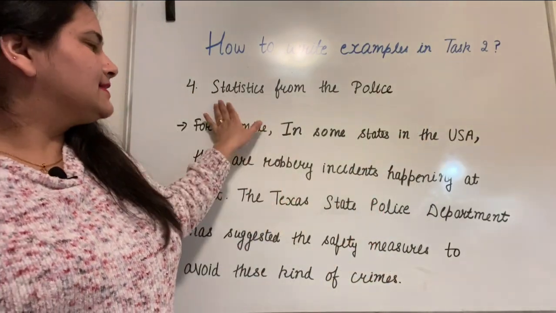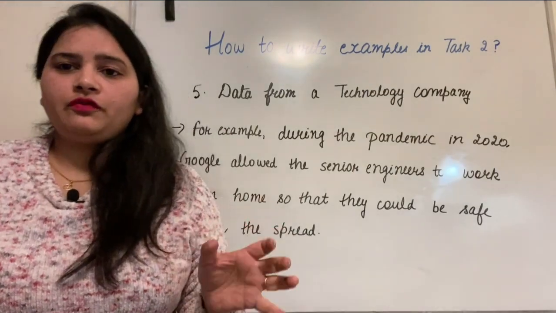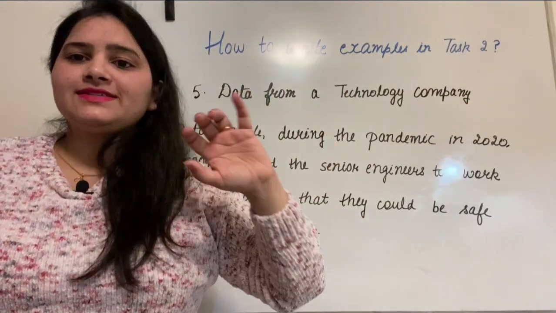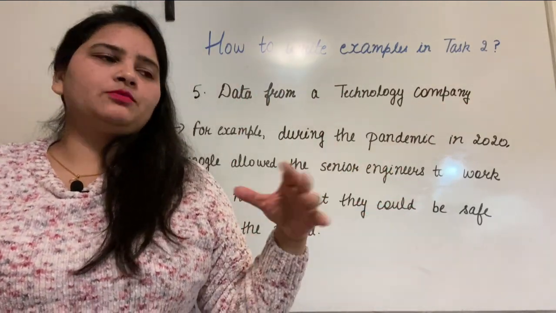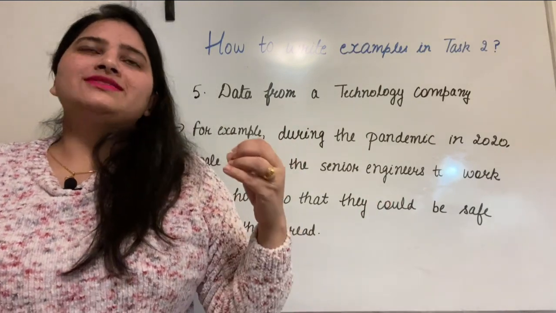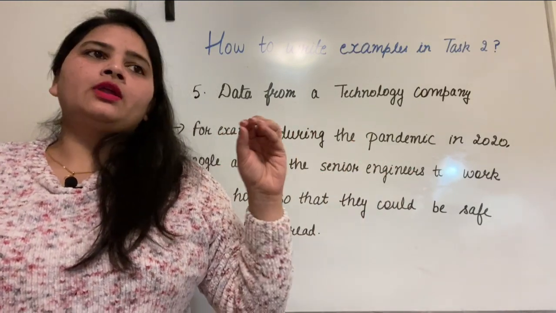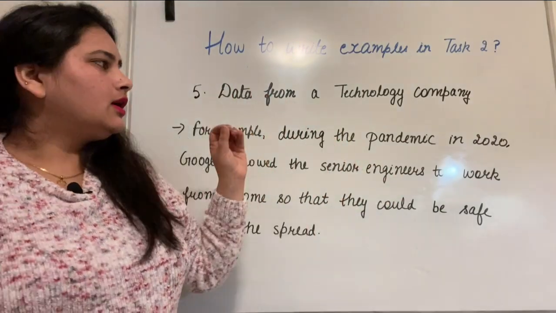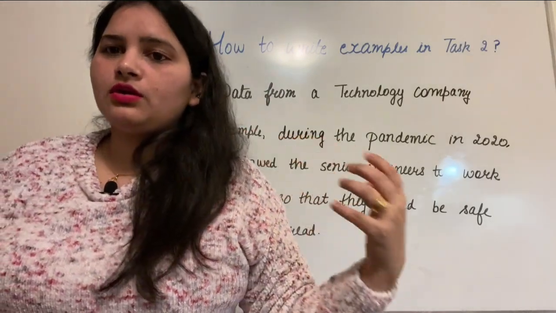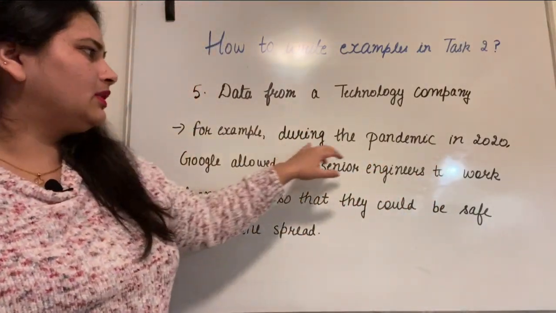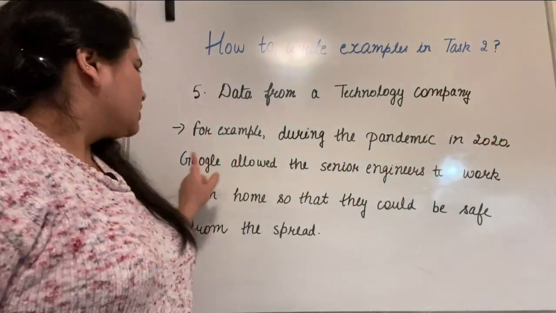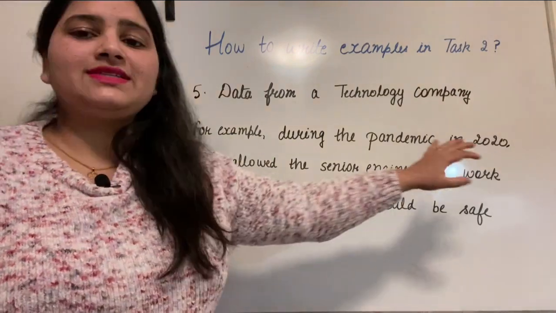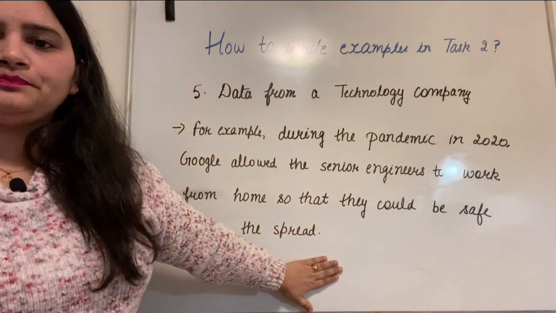So you can write statistics from the police. The fifth way is to write data from a technology company. Like if there is something related to technology, suppose work from home or some kind of issue for senior people, then you can talk about a survey conducted by, or a decision taken by a technology company. Like I have written here, for example, during the pandemic in 2020, Google allowed senior engineers to work from home so that they could be safe from the spread.